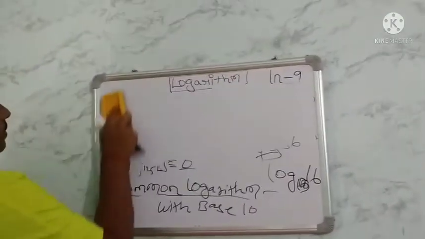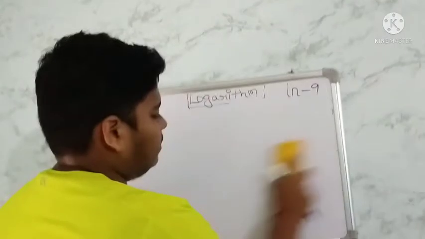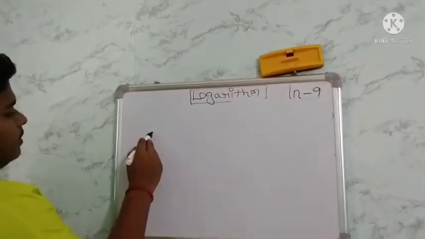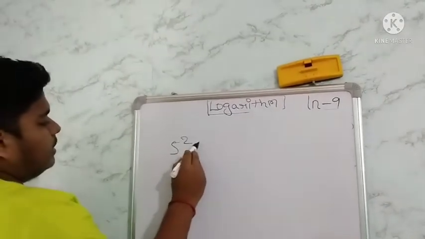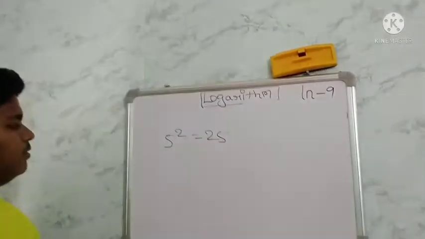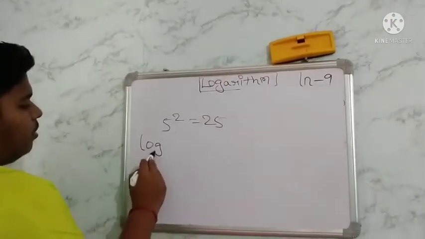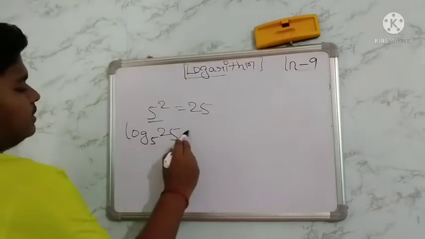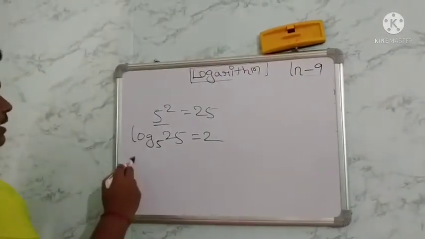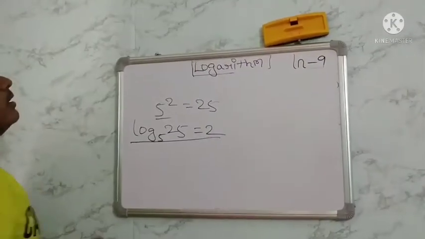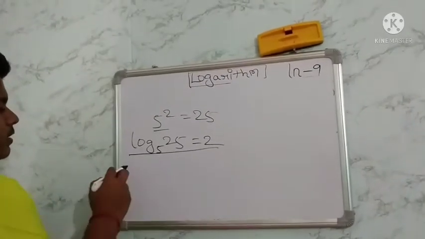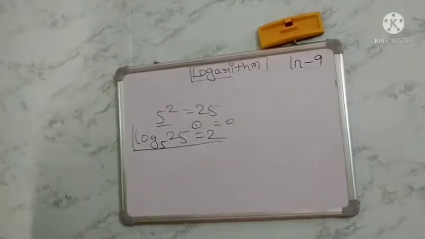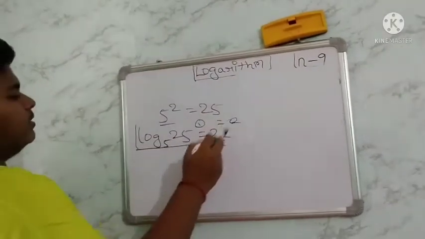Now let us take one more example to convert into logarithm form. For example, 5 square is equal to 25. So how to write? Log of 25, the base is written as it is, equal to 2. What we learnt more here is one point: any log of 1 will be equal to 0.